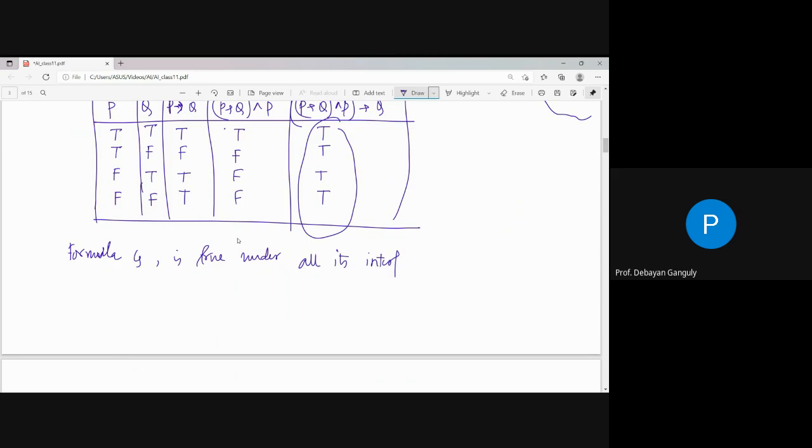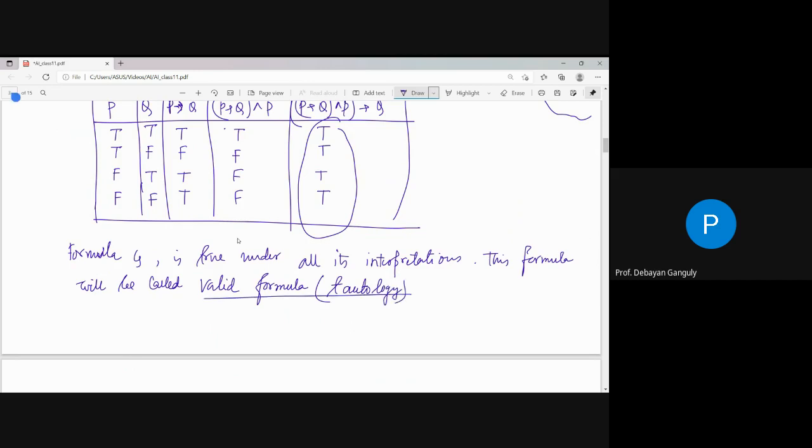interpretations. And this formula will be called a valid formula, or this is called a tautology. This is called a valid formula or tautology.